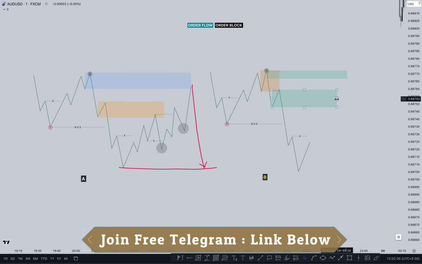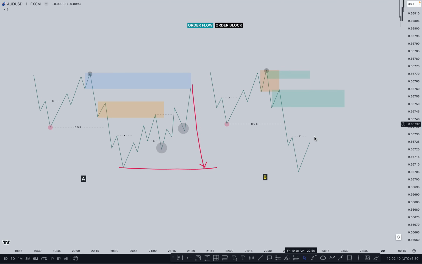Of course, you should use order flow, because order flow is primary and order block is secondary. That means if price taps here, taking out the inducement, and after taking out the inducement the market creates any kind of lower time frame confirmation, we can sell here directly without any order flow or order block mitigation. We can sell here directly after lower time frame confirmation.